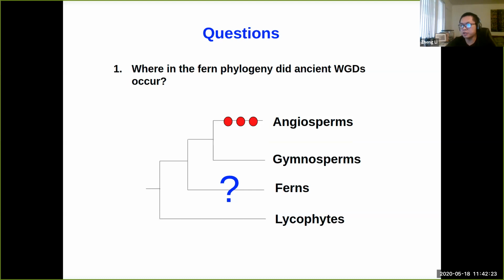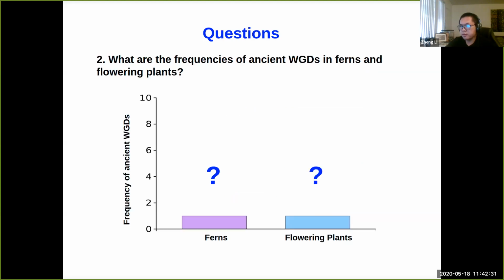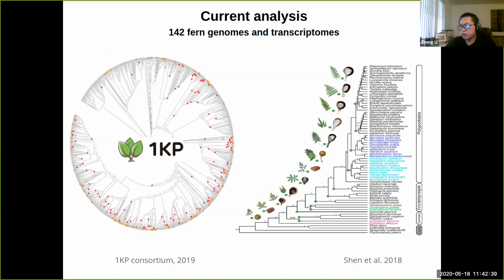So to test those hypotheses, what we first need to address is where in the fern phylogeny did these ancient whole genome duplication events occur, and what are the frequencies of ancient polyploidy in both ferns and flowering plants. To address those questions, we assembled probably the largest data set for fern genomics, including 142 fern genomes and transcriptomes, a large chunk of data coming from our 1KP analyses, and the Shen et al. 2018 paper also has quite a few new fern transcriptomes that are available.